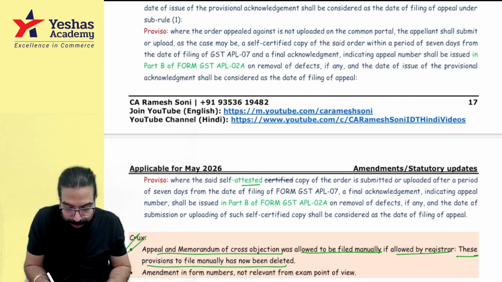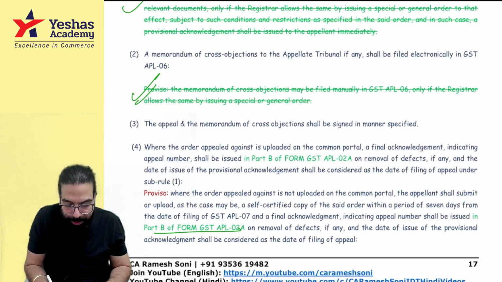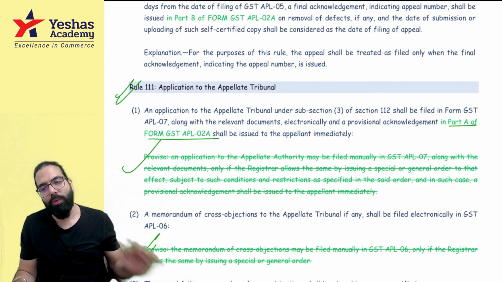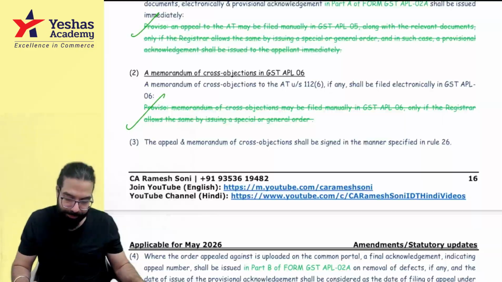These form numbers used to be there earlier. These form numbers are now being changed. Anyways, for your exam purpose, you don't have to remember form numbers, so no worry at all. Okay, sir. Point is clear. Next.